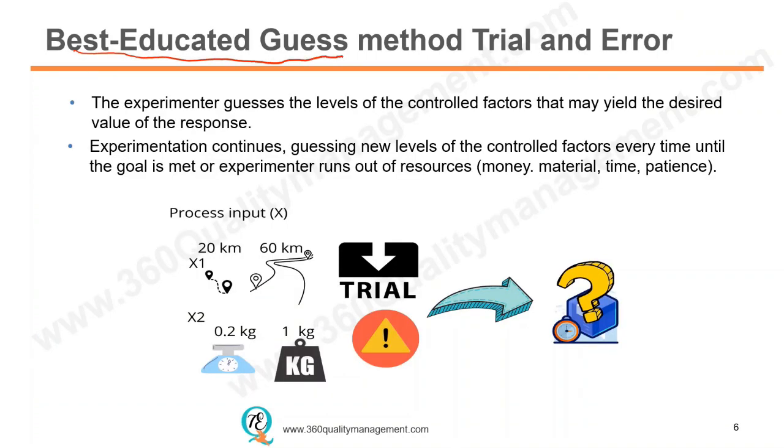Best educated guess method, or known as trial and error method, is actually the common approach in experiment. In this method, the experimenter will guess the levels of each factors, or what type of levels or what type of items in each factors which might yield a desirable results of the response.